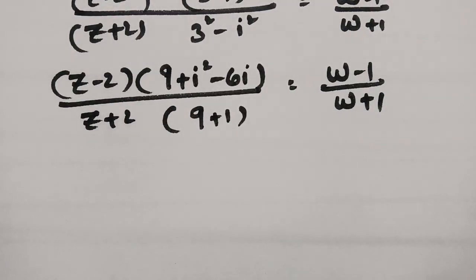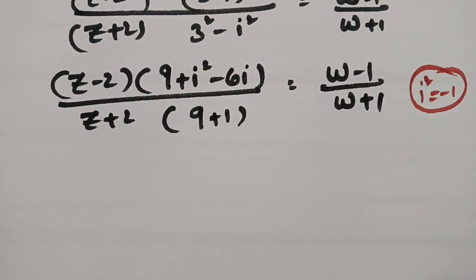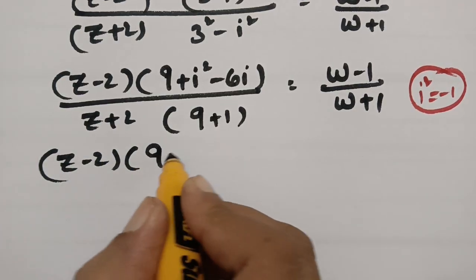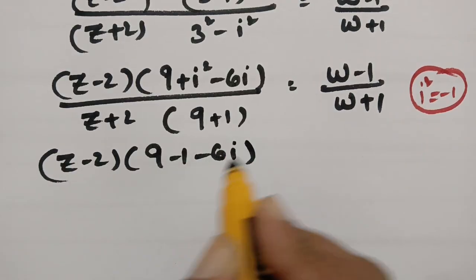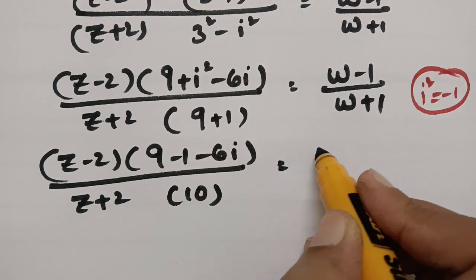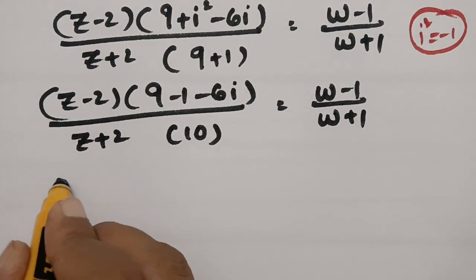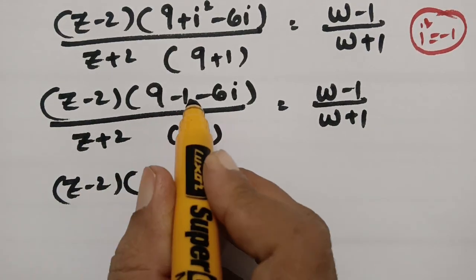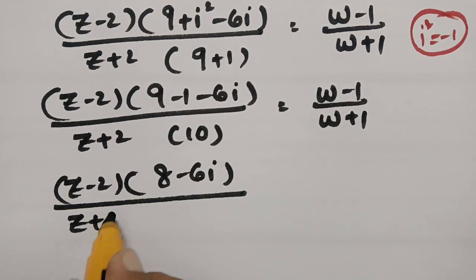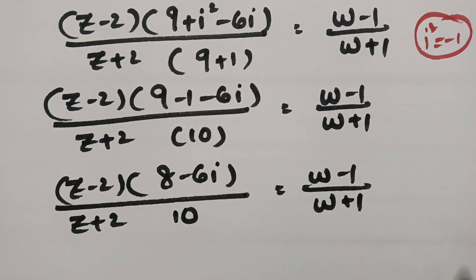So clearly, what is our i squared value? i squared value is nothing but minus 1. So if I substitute minus 1 here, then this will be z - 2, this is 9 minus 1 minus 6i, divided by z + 2 and this value is 10. So this is w - 1 and this is w + 1. See here, slowly each and every step is very clear here. 9 minus 1 is 8 minus 6i, divided by z + 2 into 10, which is equal to (w - 1)/(w + 1).